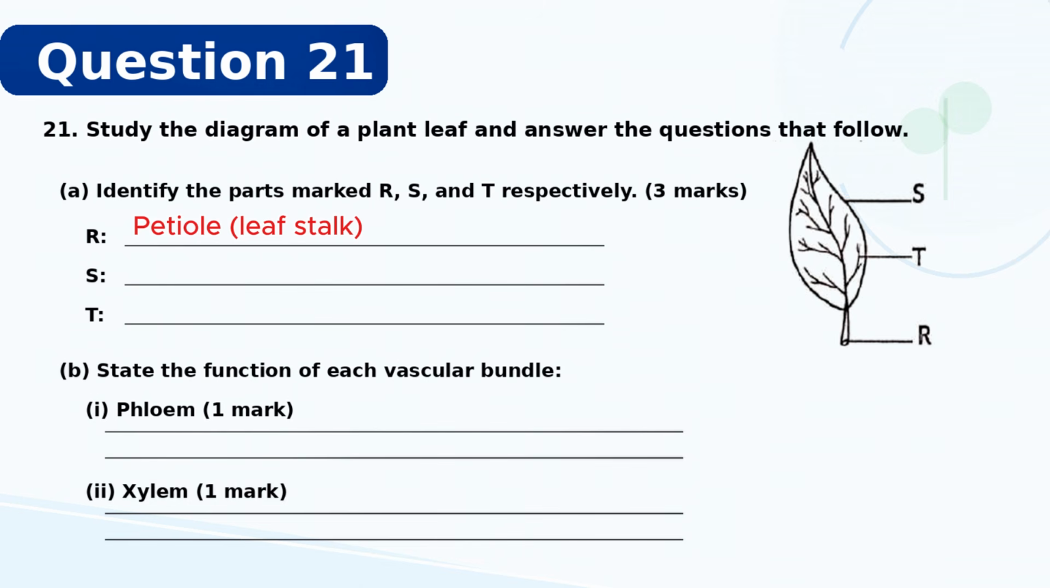Then part S is the vein. That's called a vein. Then part T is the lamina or the leaf blade. You can call it a leaf blade or a lamina. Both of those are correct.